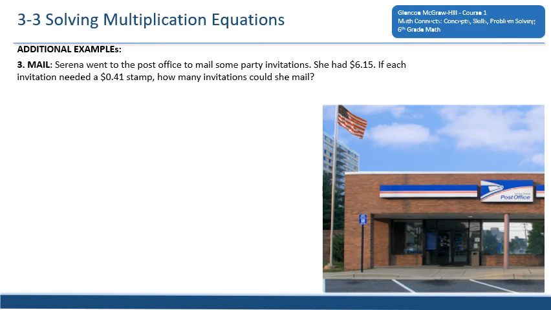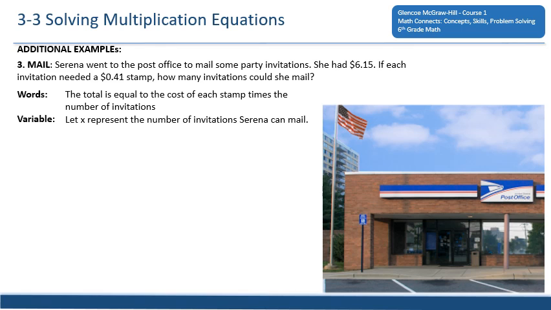Additional examples. Serena went to the post office to mail some party invitations. She had $6.15. If each invitation needs a 41-cent stamp, how many invitations could she mail? So in words, the total is equal to the cost of each stamp times the number of invitations. The variable is going to be x for the number of invitations that Serena can mail. So our formula is $6.15 equals 41 cents times x. So here's our equation, $6.15 equals 41 cents x.